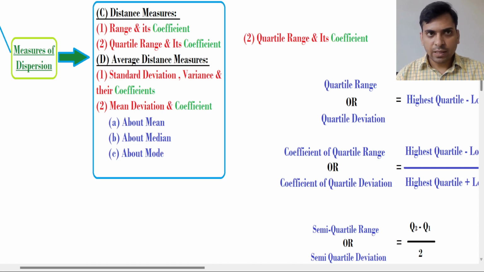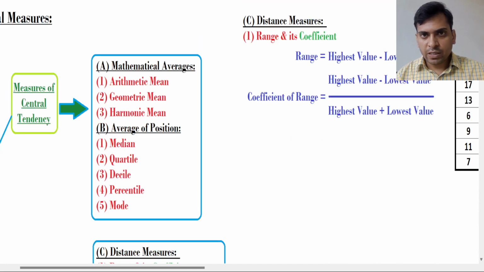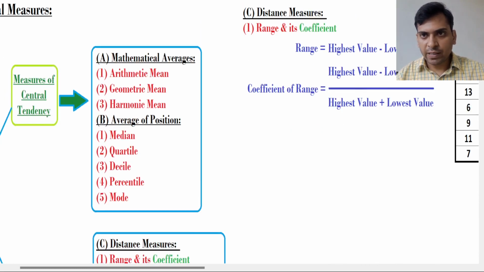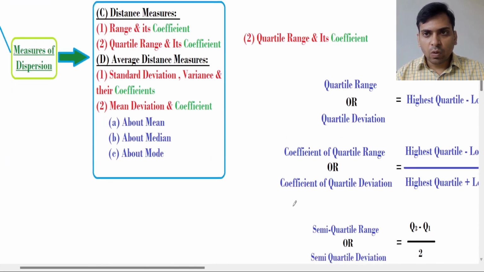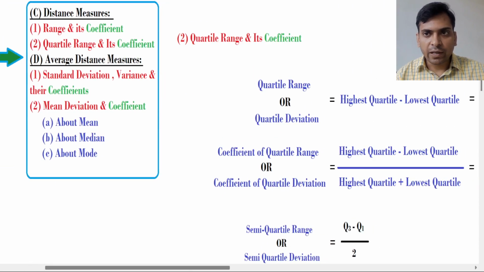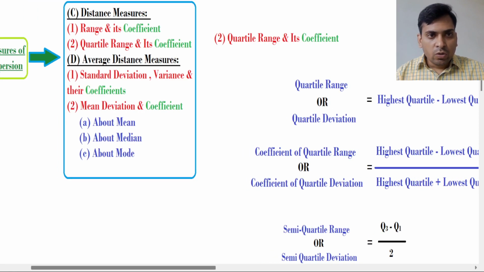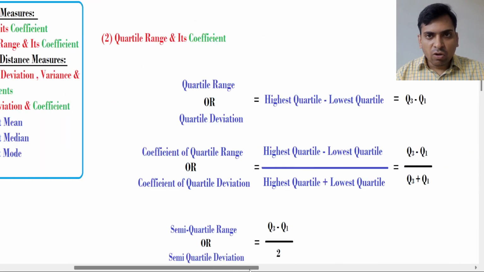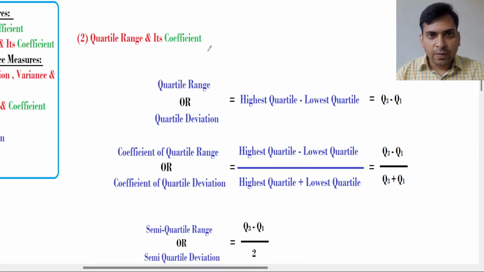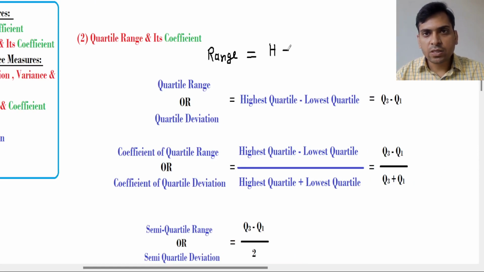So in the last lecture I explained the concept of range. Range is the highest value minus the lowest value. And now we will see the concept of quartile range. In case of range, the formula is range equals highest value minus lowest value.